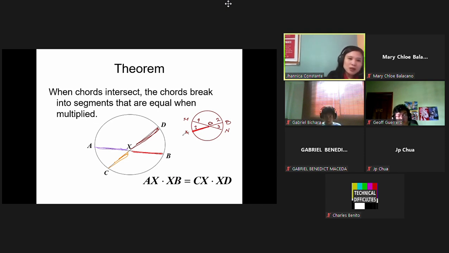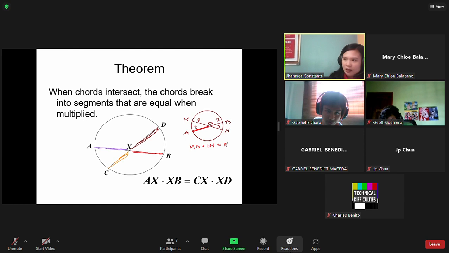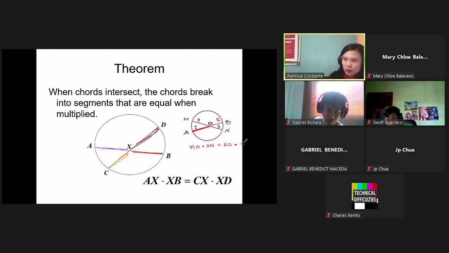Following the theorem, when the two chords intersect, we're going to multiply the segments that are produced by our chords. So we have MO multiplied by segment ON, which is equal to segment AO multiplied by segment OB. MO has a measurement of 4 inches. ON has a measurement of 3 inches, which is equal to the measurement of AO, which is unknown, times the measurement of OB, which is 2.